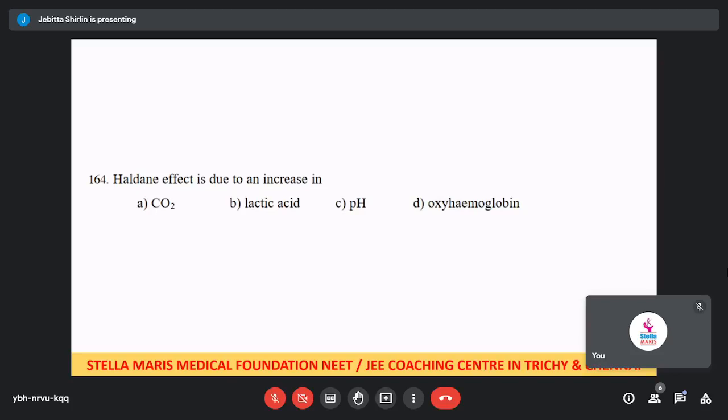It is the tendency of deoxygenated hemoglobin. Basically, the deoxygenated hemoglobin has a higher affinity for carbon dioxide than does the oxyhemoglobin. So deoxygenated hemoglobin will bind with carbon dioxide more than oxyhemoglobin. So what is the correct answer over here? Option A. Yes, option A is the correct answer. It's due to increase in carbon dioxide. Next question.